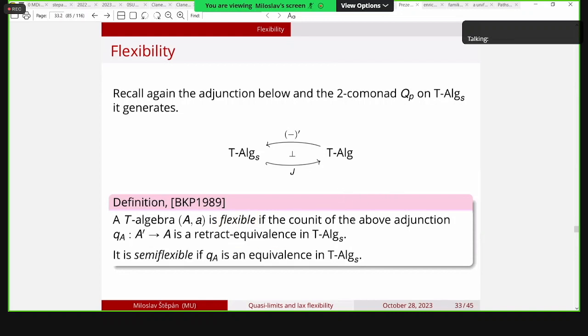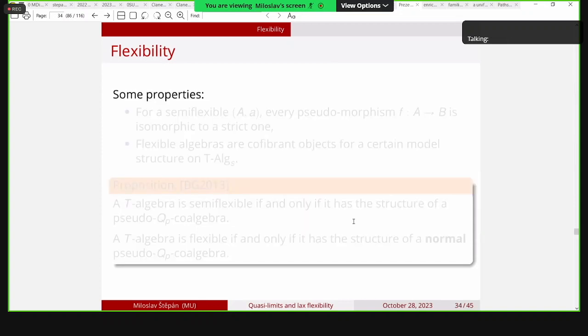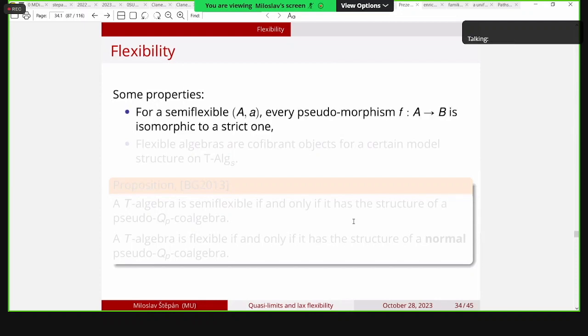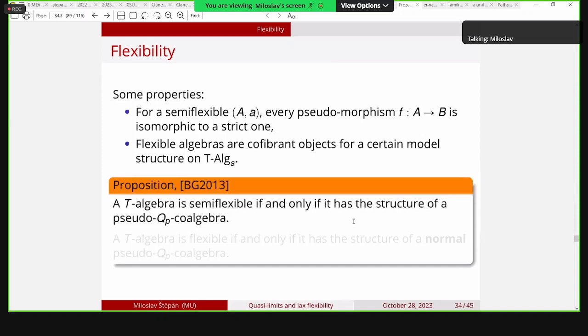And there's a similar notion of a semi-flexible algebra, and we define it if QA is an equivalence in strict morphisms. Now, these flexible algebras are actually quite interesting, I would say. They have some interesting properties. For instance, if you have a semi-flexible algebra, then every pseudomorphism is isomorphic to a strict one. And for example, one place where these appear is that there's a good notion of model structure on strict algebras, and these flexible algebras are the cofibrant objects for this model structure.